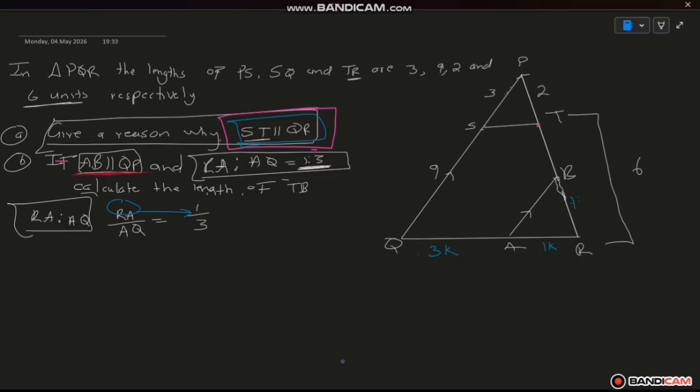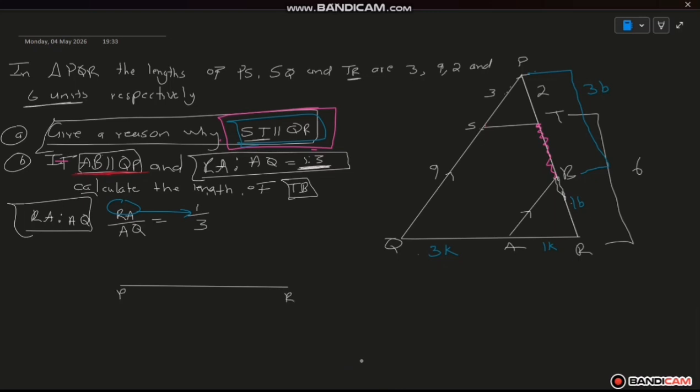Those are just ratios. Then what you must know is that since AB and PQ divide the two sides in proportion, we can say BR is 1B, and PB is 3B, or you can use any alphabet that you want. These are not the actual lengths, but these are ratios. Then we are required to determine the value of BT or TB.